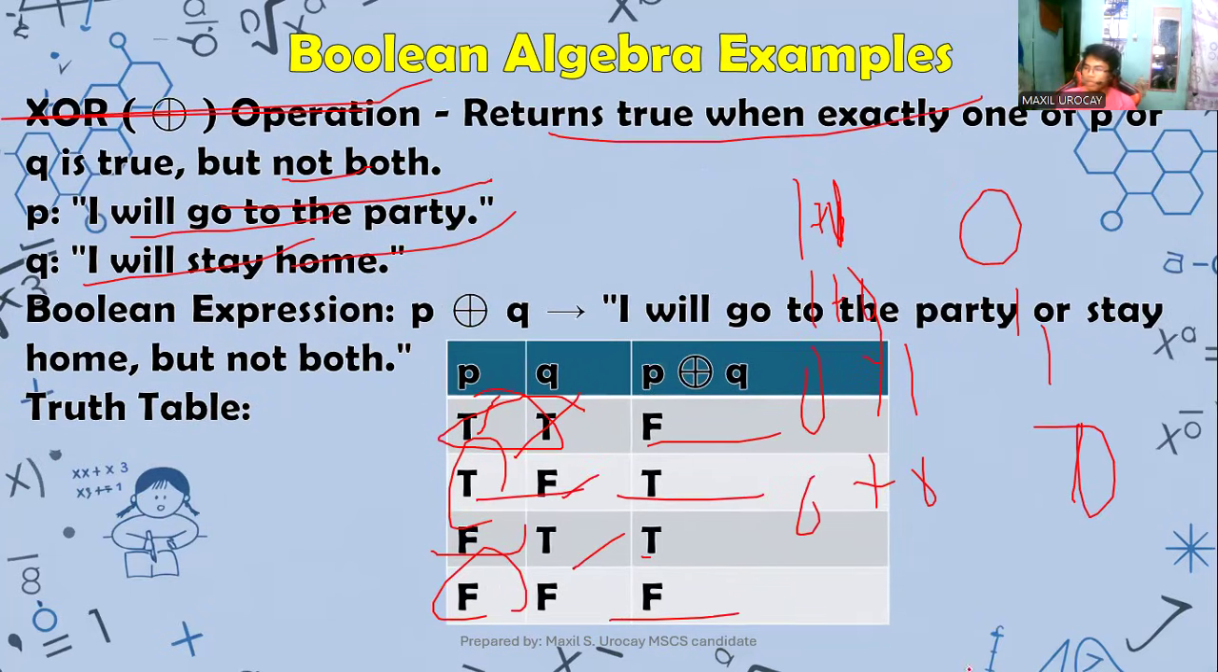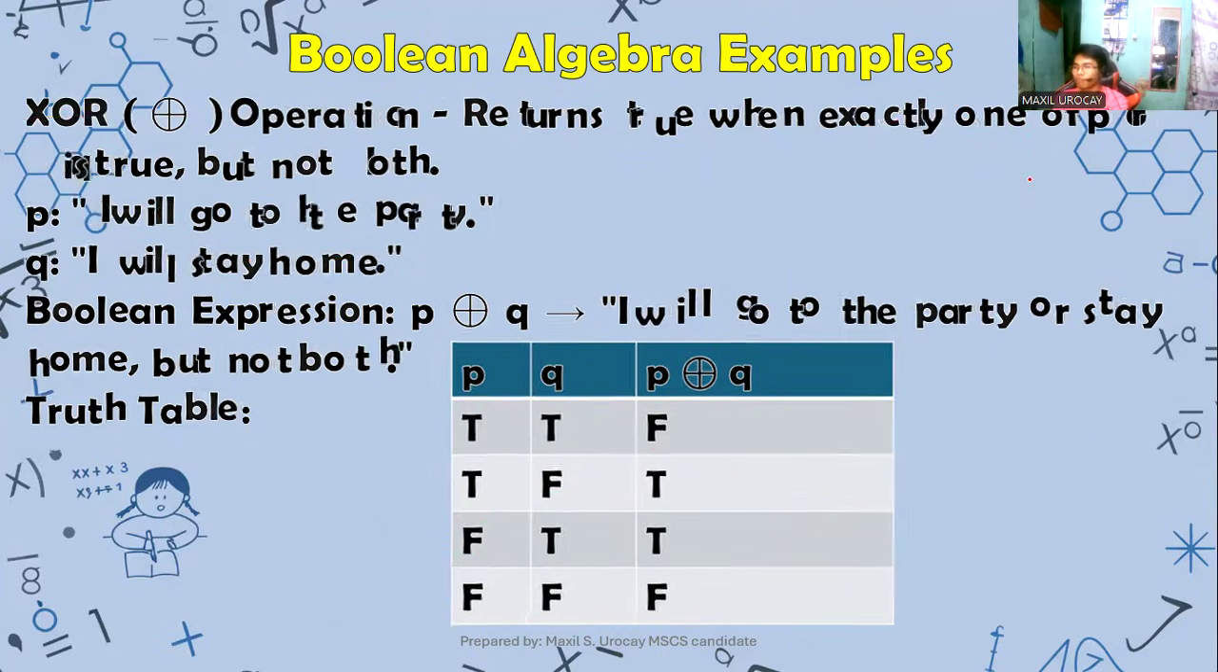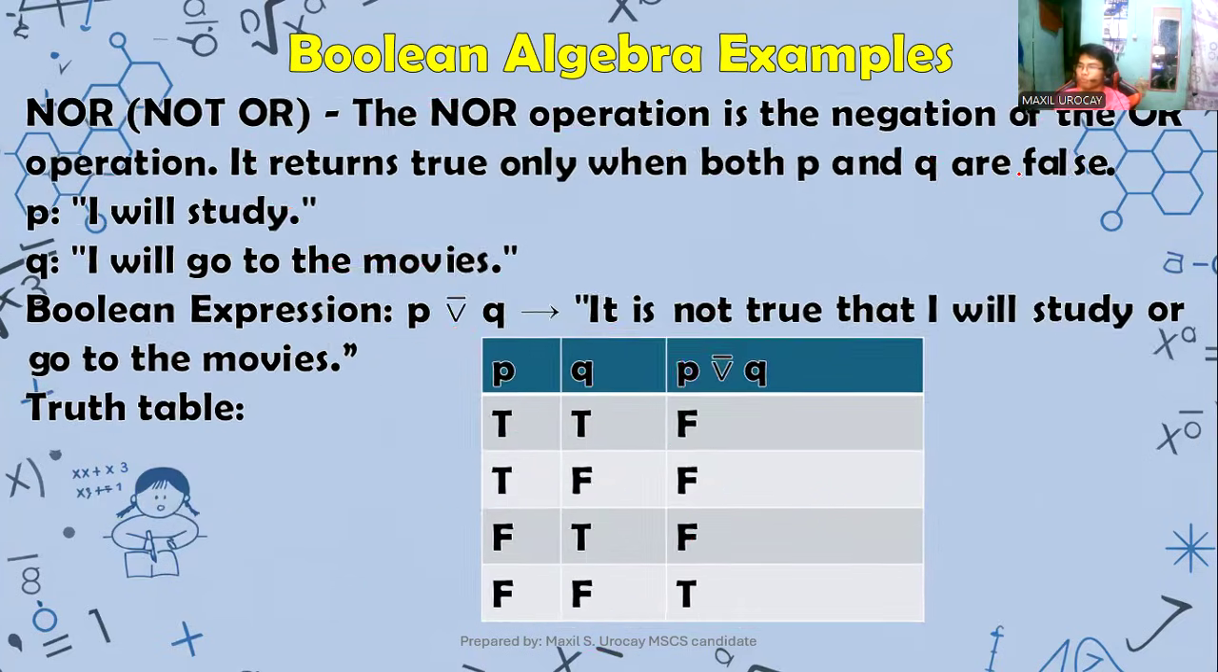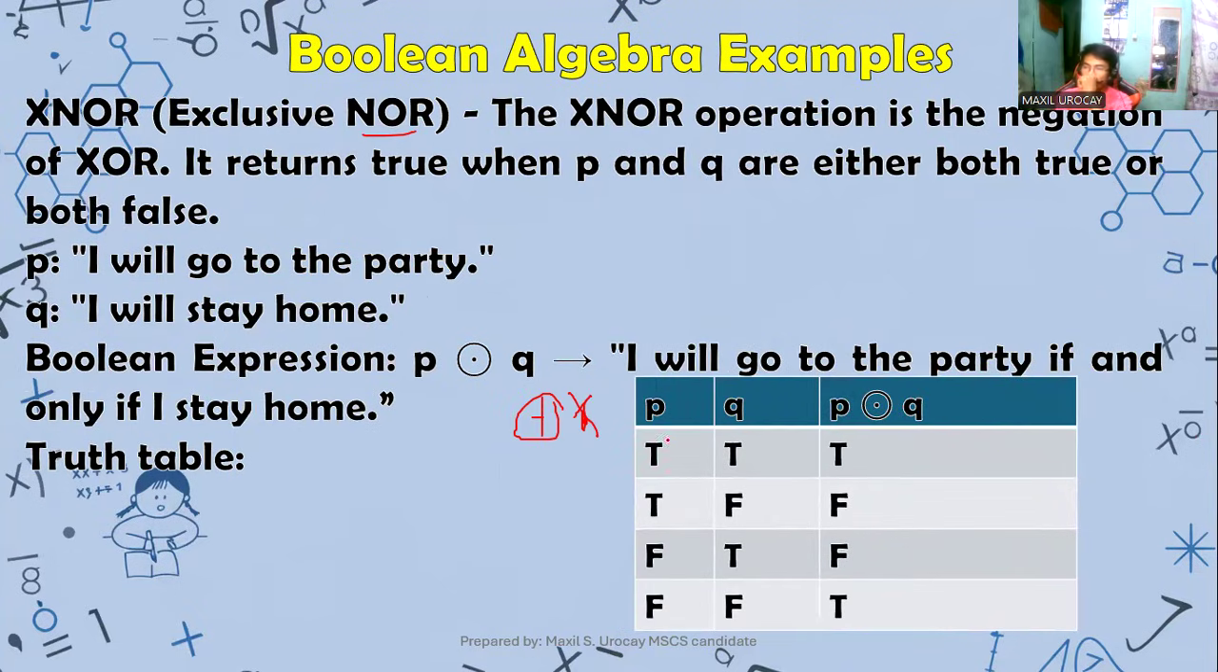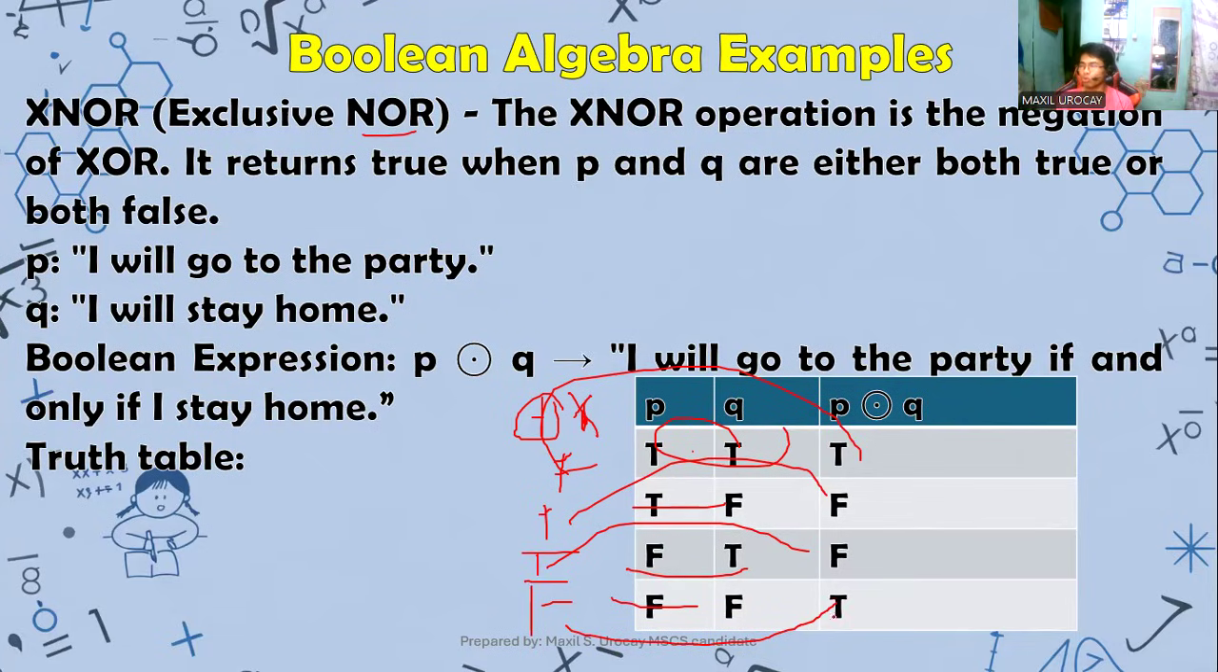Yeah, that's that one. This is exactly 1. Now, let's try to prove. Here, true plus true is false because it is not exactly 1. True plus false is exactly 1, so true. False plus false is false. Now, the negation: false will become true, and true will become false.